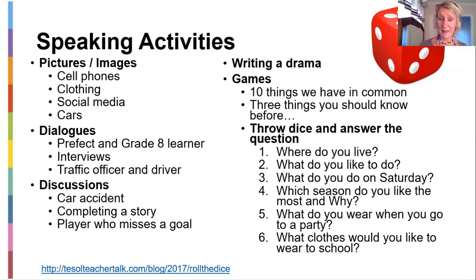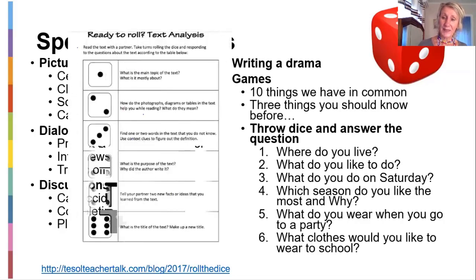All right, more detail. What do you wear when you go to a party? Okay, it could be quite interesting. And then number 6, what clothes would you like to wear to school? You could say, and why? All right, so then I went and Googled a few things. There's quite a few, this could relate to all kinds of genres, from short stories to reading comprehensions, as a nice pre-lesson to get them into the story.